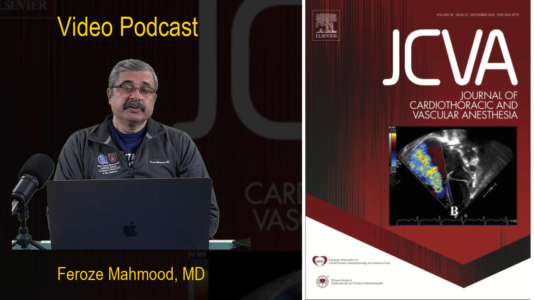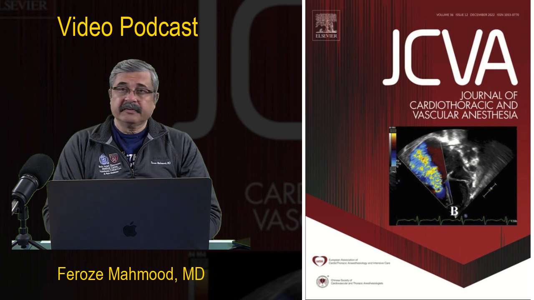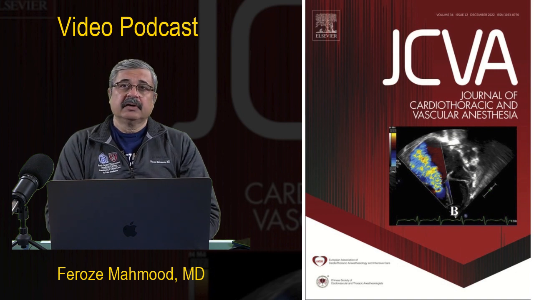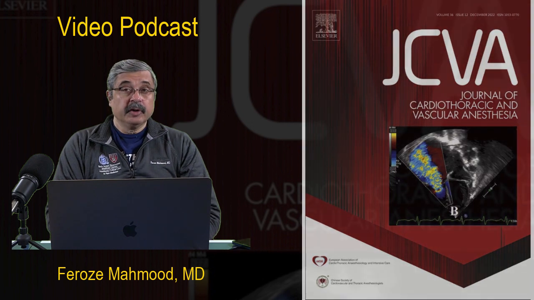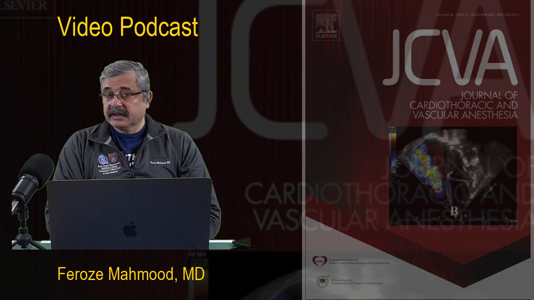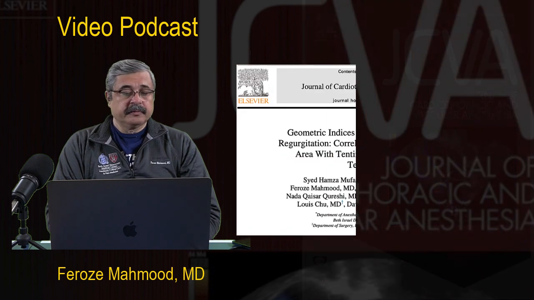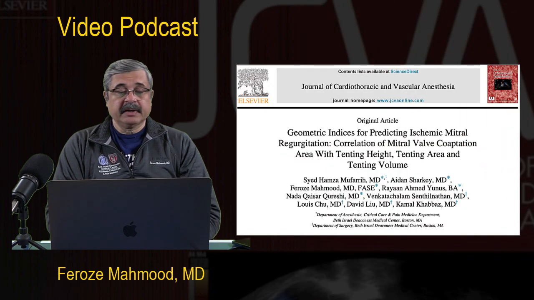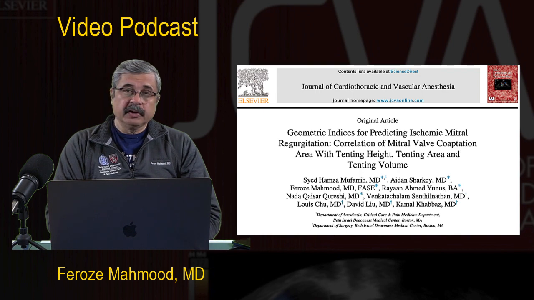Today we are starting a new feature of the journal, and that consists of selecting clinically significant articles and then talking to the lead authors in a multimedia fashion and asking them relevant questions regarding the significance, the methodology, and the objectives of their research study. As the first part of this video podcast, we have selected this article on geometric indices of predicting ischemic mitral regurgitation: correlation of mitral valve coaptation area with tenting height, tenting area, and tenting volume.